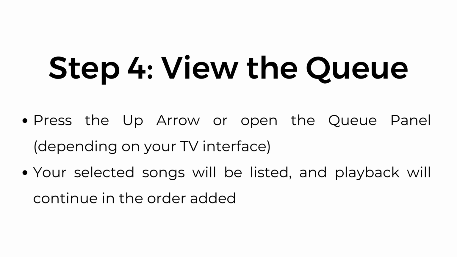Step number 4, view the queue. Press the up arrow or open the queue panel depending on your TV interface. Your selected songs will be listed and playback will continue in the order added.